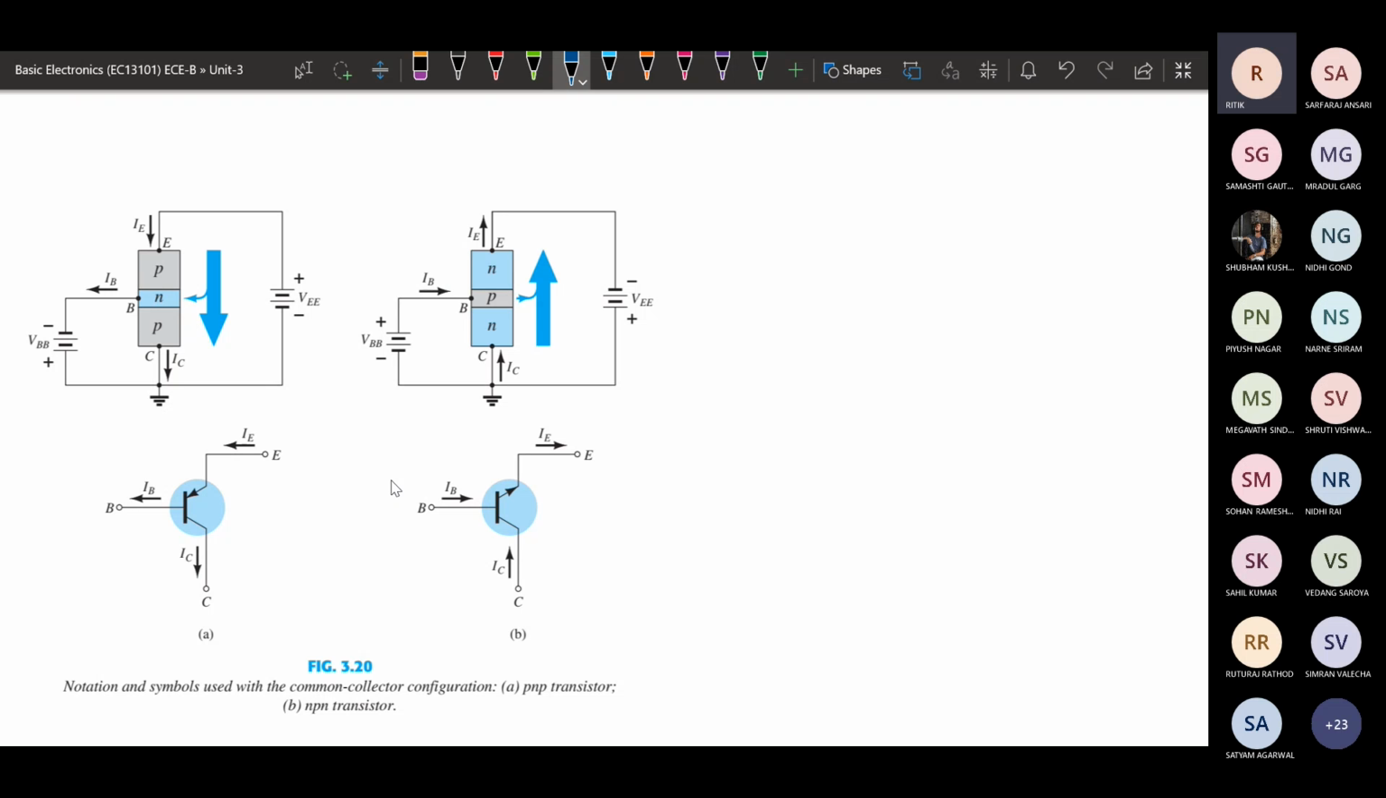So here, if it is a PNP transistor, the collector terminal, that is this one, will be common between the input side and output side. One thing we need to consider here is that, first of all, we need to make sure that this is the emitter junction, and this one is our collector junction. Always, this collector junction we need to bias in reverse bias and this emitter junction in forward bias.